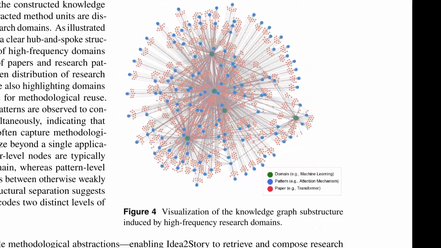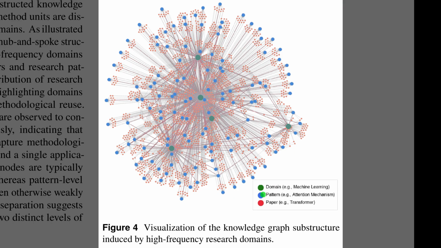Alright, while Figure 3 focused on a single extracted unit, Figure 4 zooms out to visualize the resulting knowledge graph structure. The network follows a clear hierarchy shown in the legend. Large green nodes act as central hubs representing broad domains. These branch out into medium-sized blue nodes, which correspond to specific research patterns. Finally, the thousands of small red dots on the periphery represent the individual papers. This hub-and-spoke design allows the agent to efficiently traverse from abstract concepts down to concrete examples.